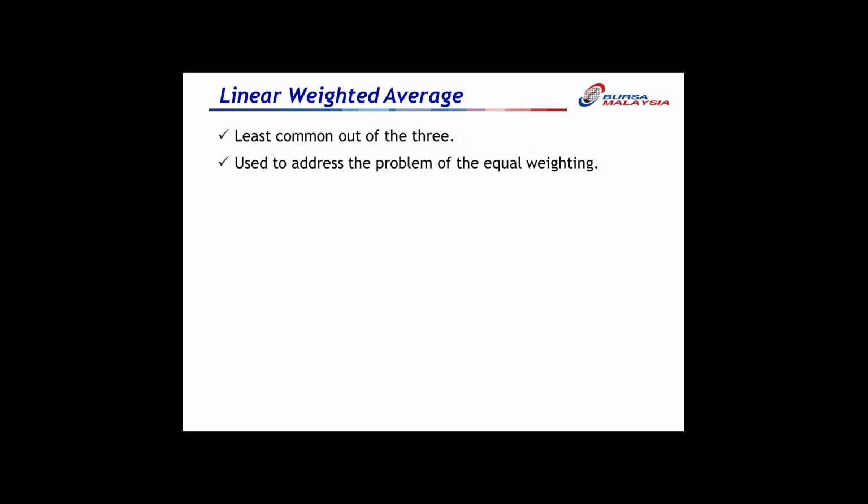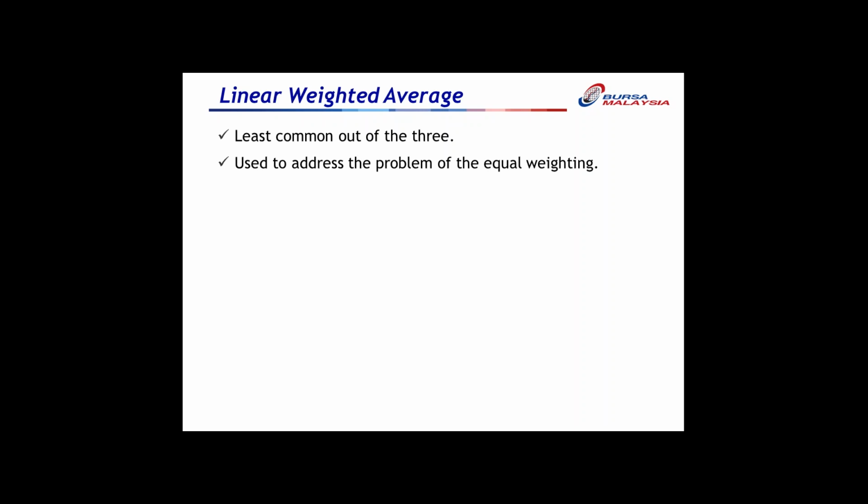It is used to address the problem of equal weighting, because the problem with the simple moving average is that sometimes if you use too long a period, for example a 200 day moving average, the historical price may become irrelevant. I mean, it becomes not important, and some people want to put more emphasis on the nearest price. For example, they want today's or yesterday's price to have a higher weightage.